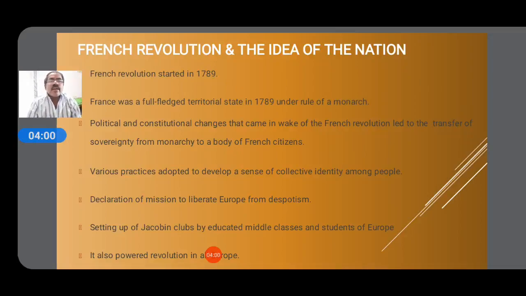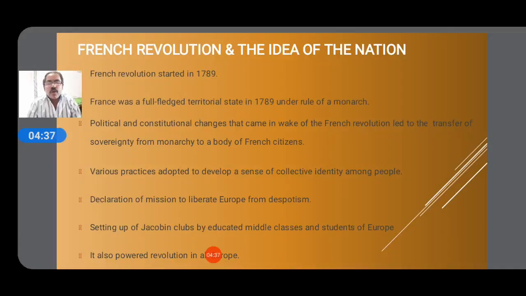French Revolution and the idea of nation. The French Revolution started in 1789. France was a full-fledged territorial state in 1789 under the rule of a monarch, which means Louis XVI. Political and constitutional changes that came in the wake of the French Revolution led to the transfer of sovereignty from monarchy to a body of French citizens.